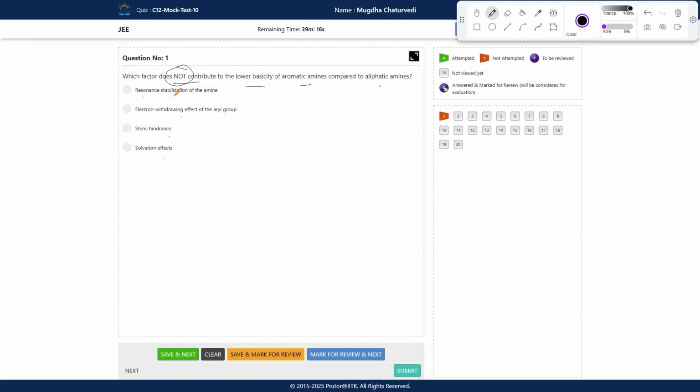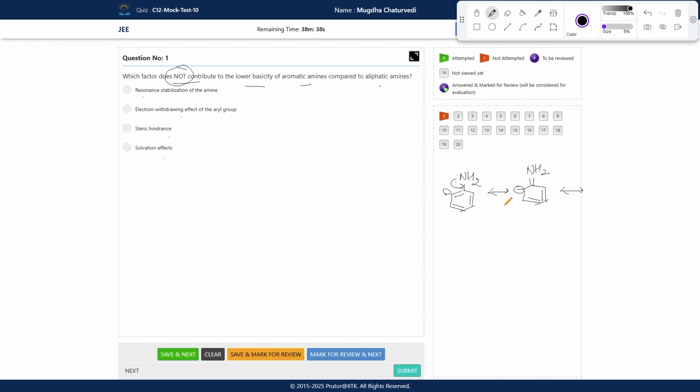First, if we talk about resonance stabilization, the resonance effect of an amine decreases the basicity due to the delocalization of the nitrogen lone pair. If we see the resonating structures of an aromatic amine like aniline, I'm drawing them. First, this nitrogen lone pair will go here, so here I will have a double bond to NH2, and here I will have a negative charge.